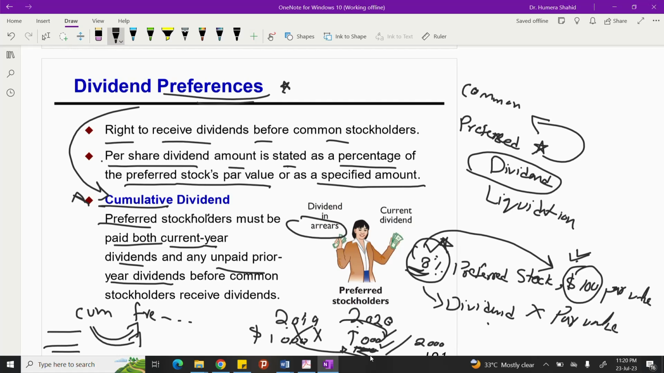Next year, only next year's dividend is paid. So that is known as non-cumulative. I think the concept is clear now: if preferred stock has a cumulative dividend and in one year some part or the full dividend is not paid to them, the next year they will charge the previous year's dividend and the next year's dividend as well. Whereas in non-cumulative dividend, the unpaid dividend is ignored. It is not cumulated in the next year.